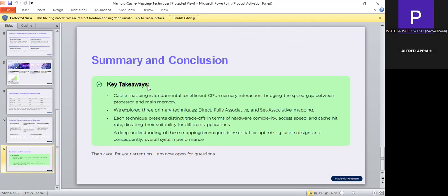We also got a deep understanding of these mapping techniques, which is essential for optimizing cache and, consequently, overall system performance. We end this presentation.